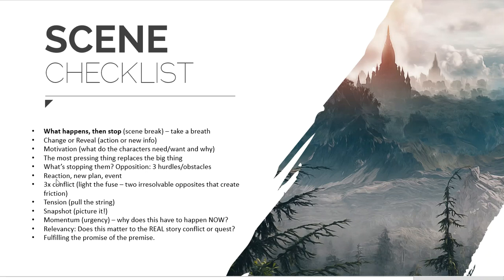So we did mention the 3 kinds of conflict. I say here, light the fuse, 2 irresolvable opposites that create friction. So friction is the same as tension. So you can have conflict that doesn't actually erupt into physical violence. You can just be showing that the conflict exists and that your characters don't agree, or that this will be a problem eventually.